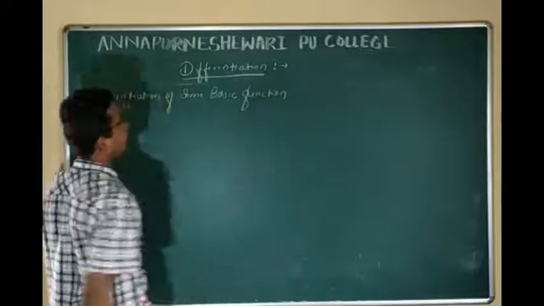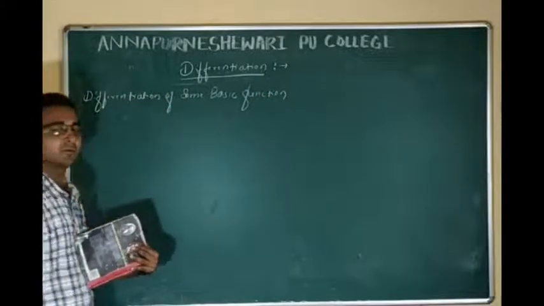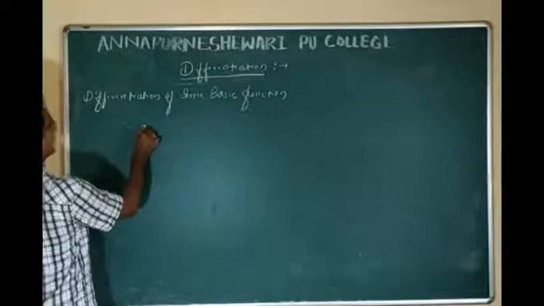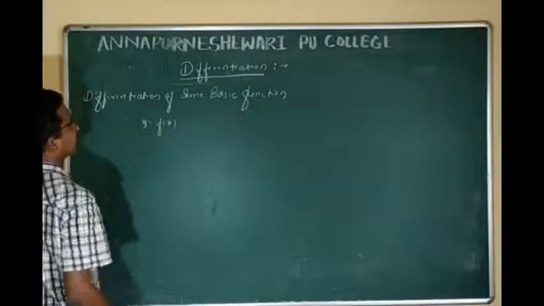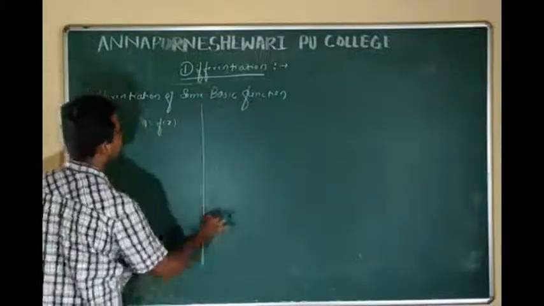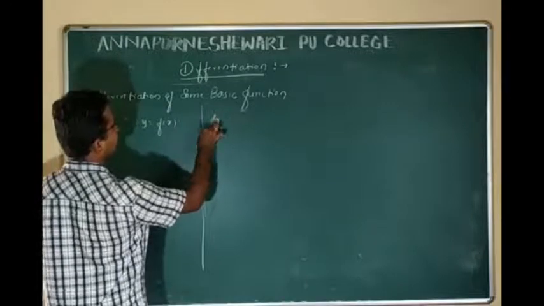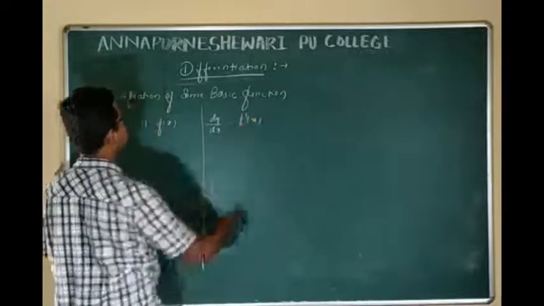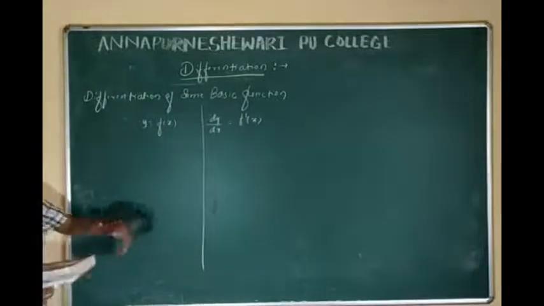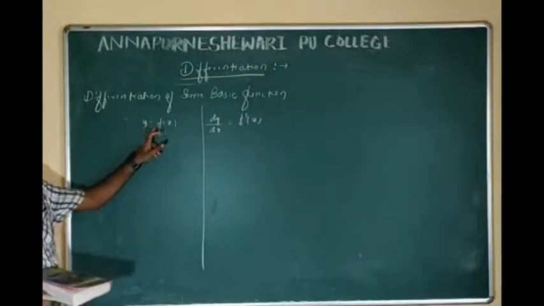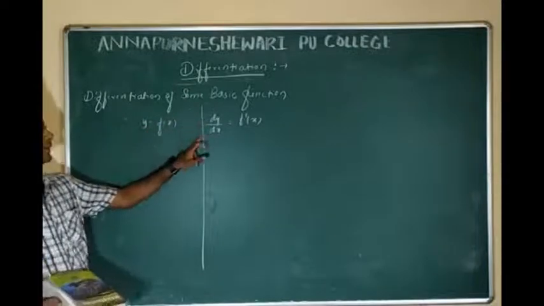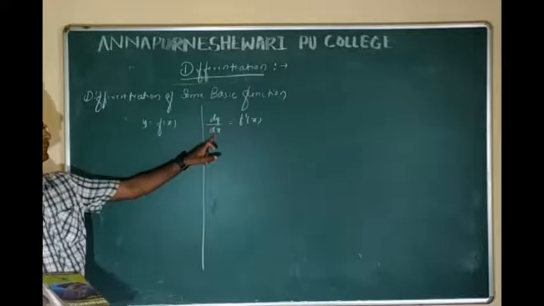These formulas are very important. If you know these formulas, then only you can solve the examples very easily. So I will make it two parts. One is I will consider y equal to f of x, and another I will consider dy by dx equal to f dash of x. Here dy by dx means the differentiation of y with respect to x.